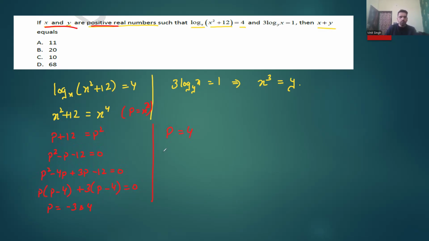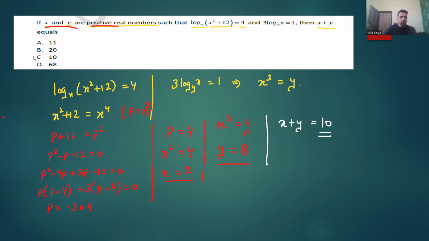Now p is equal to x square, so x square is equal to 4. So x is equal to, we will take only the positive value, 2. If x is equal to 2, then x cube is equal to y, so y is equal to 8. So x is equal to 2, y is equal to 8. Then the sum x plus y is equal to 10. So option C will be the right answer.